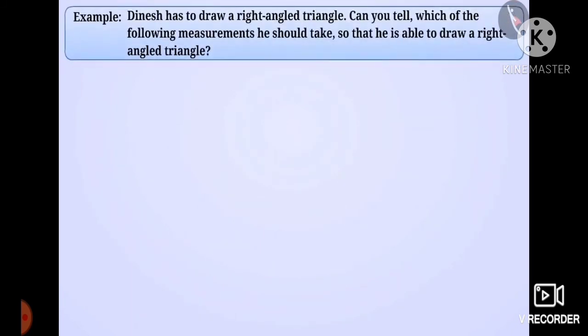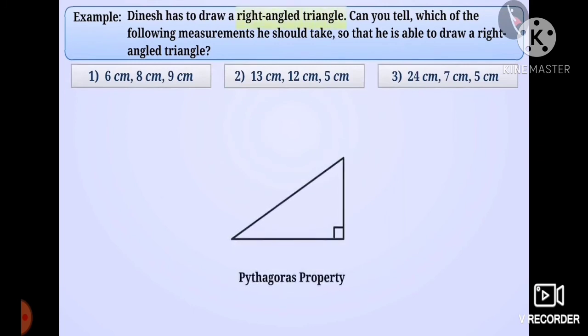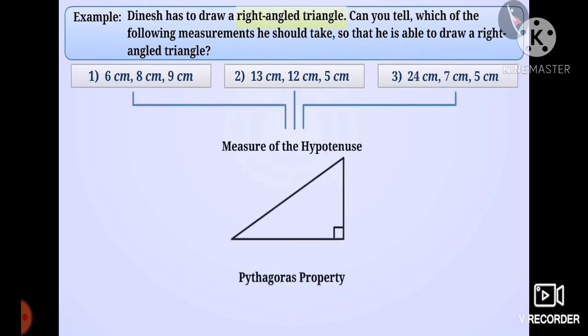Yes, exactly. So another example: Dinesh has to draw a right angle triangle. Can you tell which of the following measurements he should take so he is able to draw a right angle triangle? As we know, the right angle triangle condition follows the Pythagoras property. Here you have to find which is the hypotenuse.